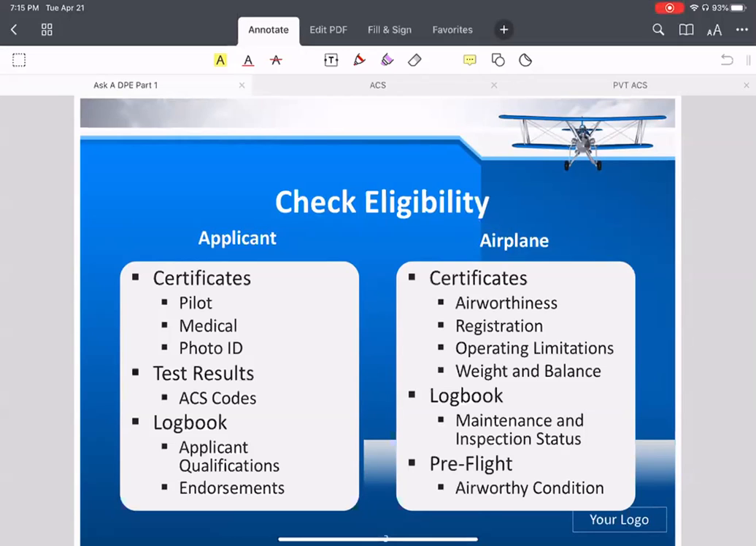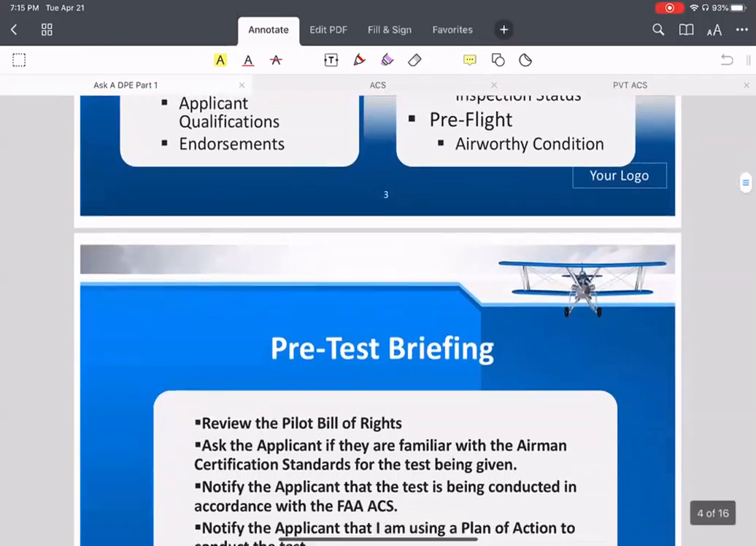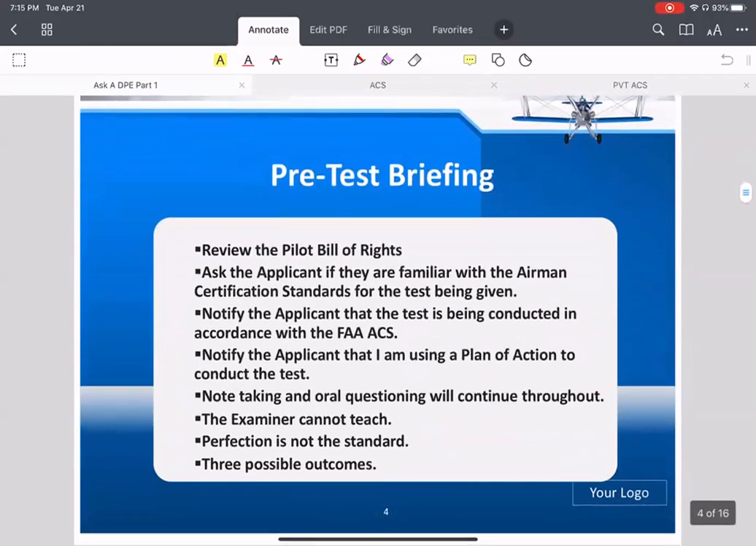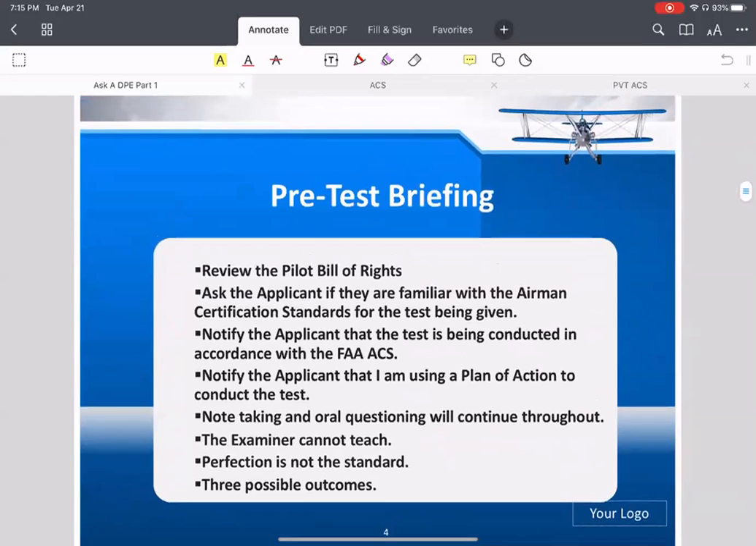Thank you. Okay. So basically, once we get through that, we determine you're eligible and the airplane's eligible. Then it's time to go into the pre-test briefing. This is a requirement by the FAA, and it's us outlining for you the rules of the ride.